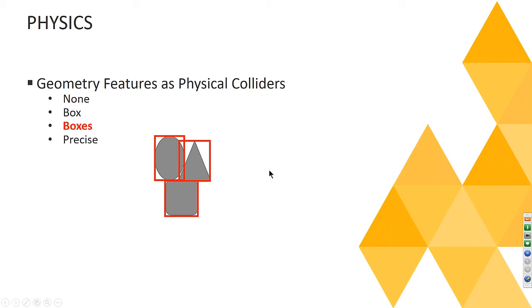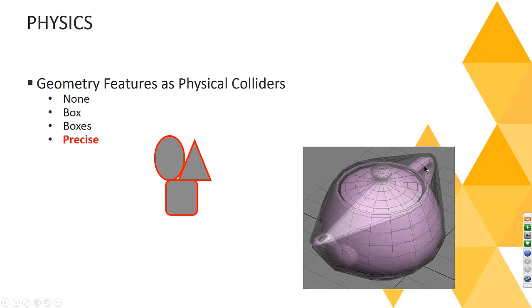physics calculation. So if a tree would fall on top of this, the tree would hit here, this corner. But if you put it in the precise mode, it will create a convex hull on top of each geometry. Convex hull means basically like a shrink wrap on top of the geometry. So for example, for this type of teapot, the convex hull would look something like this.